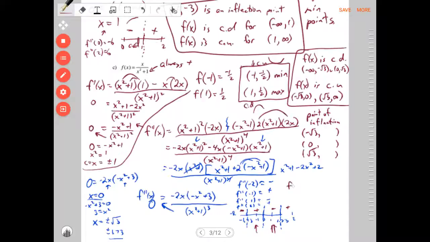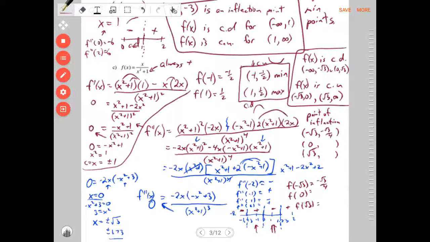All right, so the original function at f of negative root 3, f of 0, and f of positive root 3. We need to figure those out because we need the y coordinates for our points of inflection. When you type that in, you can get crazy decimals, so negative 0.43. That's just negative root 3 over 4. So negative root 3 gives us negative root 3 over 4. So that's the inflection point.